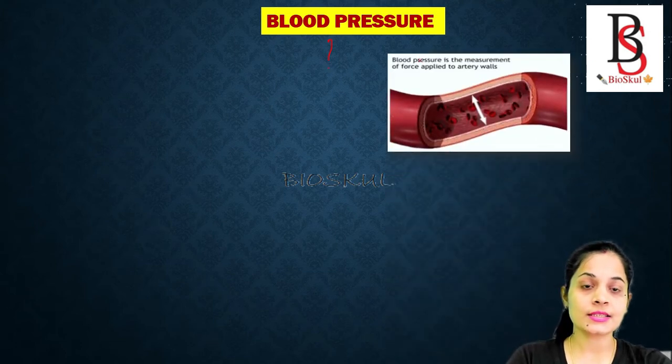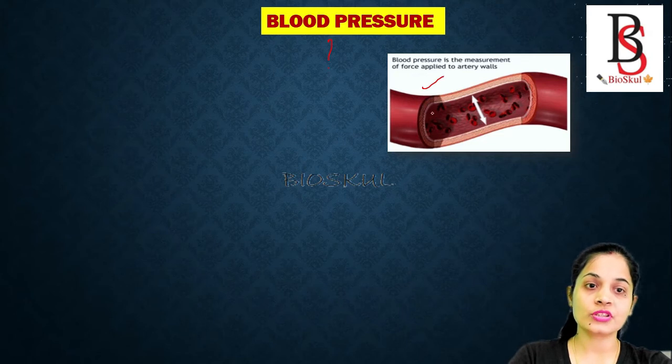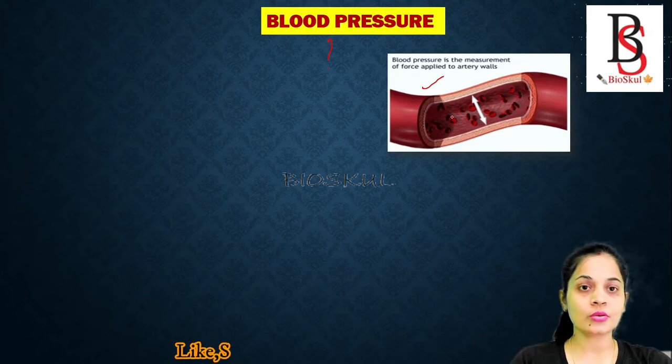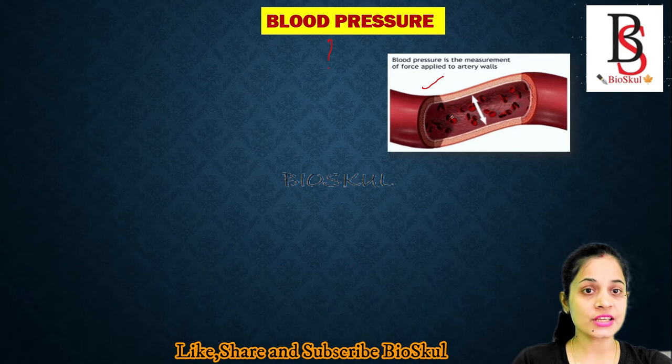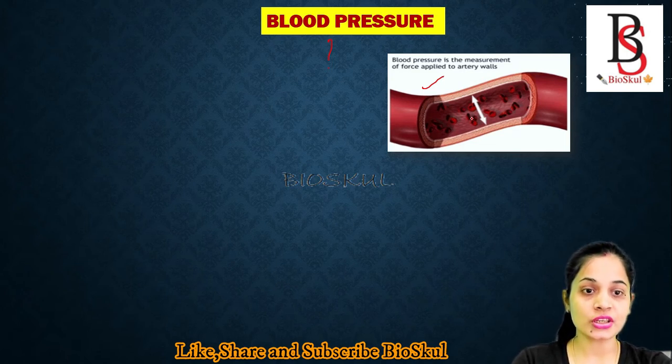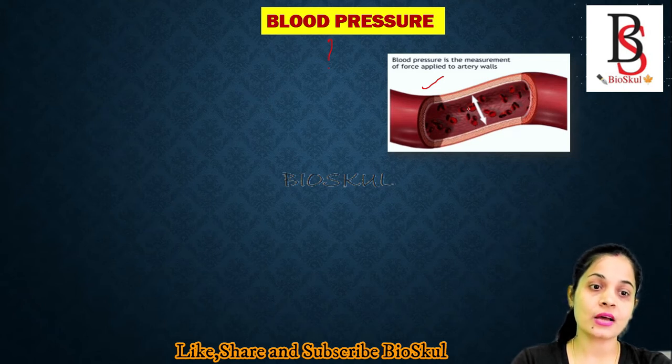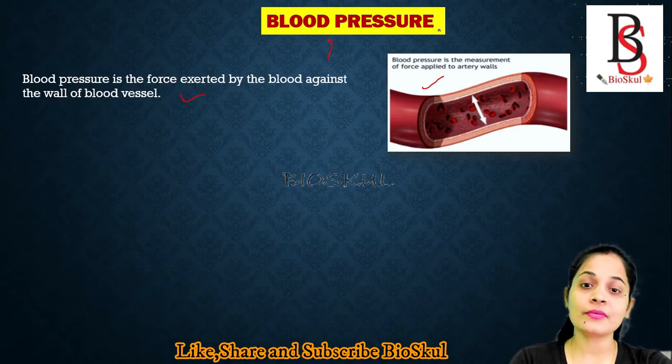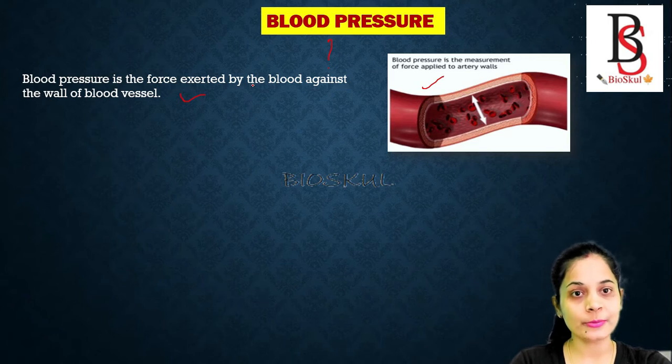See, this is the vessel or the artery wall through which the blood is flowing, and blood is composed of the blood cells and the plasma. The plasma and the blood cells exert pressure, or force is applied against the wall of the artery, and that is known as blood pressure. So blood pressure is the force exerted by the blood against the wall of the blood vessel.